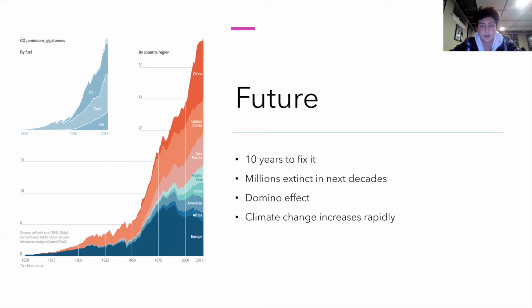And it's been predicted that millions more species will be totally extinct within just the next few decades because of how bad it is, which causes a domino effect, which I got from a scientist at Flinders University, because with one problem, everything's connected in the animal kingdom. So when one problem happens, it affects the next and the next and the next, which obviously just keeps getting worse. And as I said earlier, climate change is increasing rapidly per year.